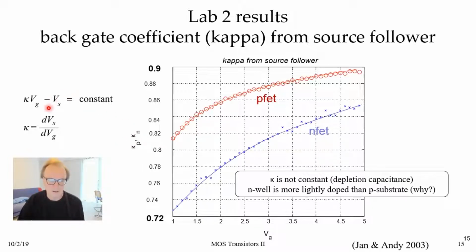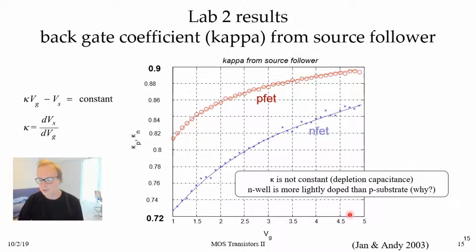And you can see that here in the source follower, because the current is constant, it means that for the top transistor of the N-type source follower, kappa Vg minus Vs is going to be constant. Therefore, kappa, just by differentiating, is just dVs/dVg. How fast does the source voltage change when you change the gate voltage? And so the NFET kappa at a gate voltage of 1 volt is about 0.72, and then it rises up to a maximum at 5 volt gate voltage of about 0.84.